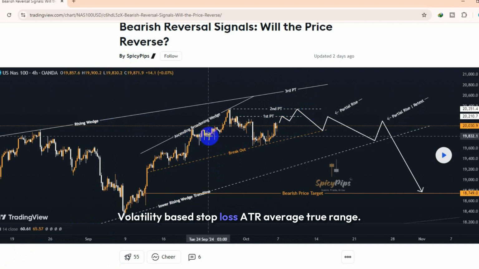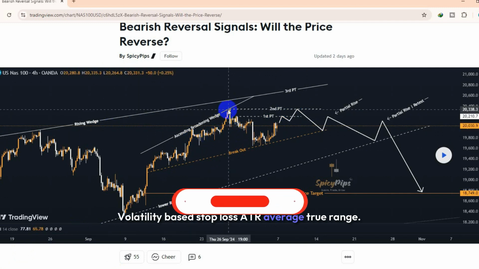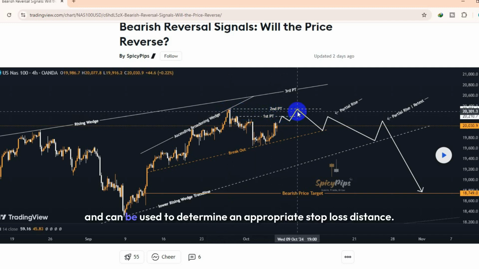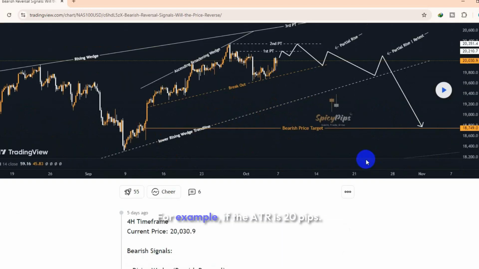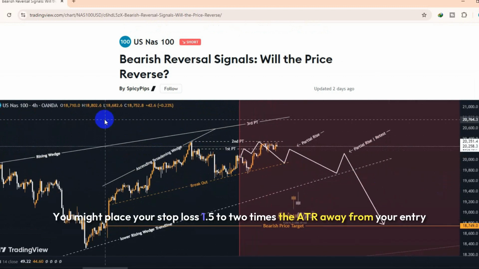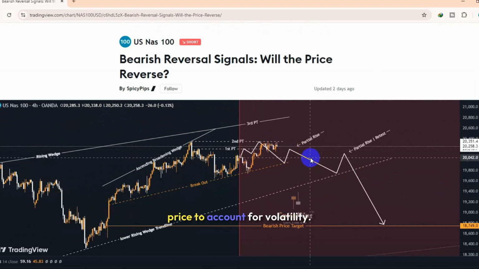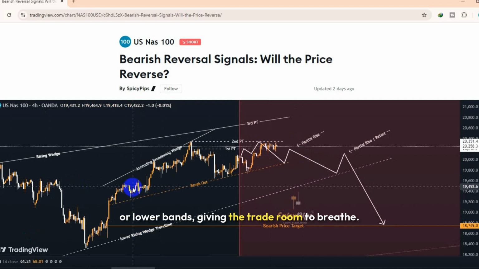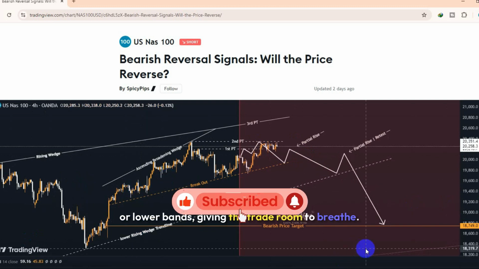Volatility-based stop loss. ATR, average true range. This indicator measures market volatility and can be used to determine an appropriate stop loss distance. For example, if the ATR is 20 pips, you might place your stop loss 1.5 to 2 times the ATR away from your entry price to account for volatility. Bollinger Bands. You can also use the bands to place a stop outside of the upper or lower bands, giving the trade room to breathe.